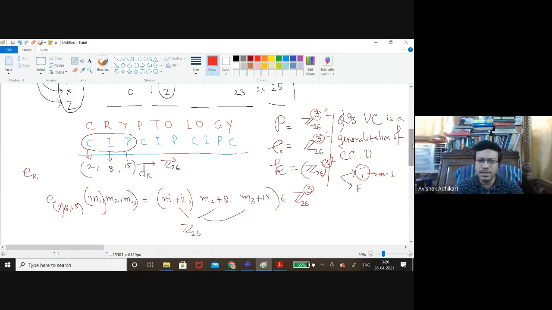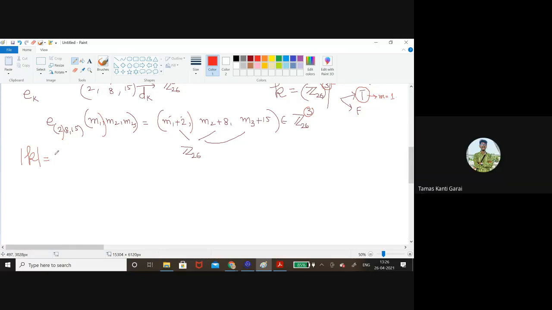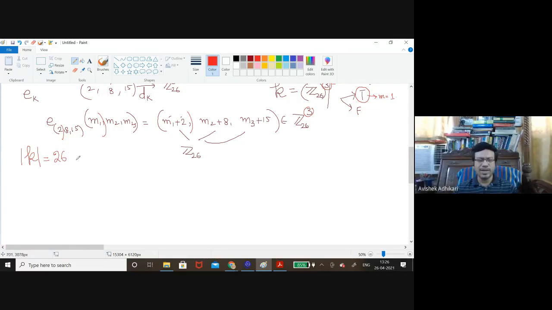But what is the key space size here? What is the size of the key space? Can anybody tell me? Quickly. 26 cube. Yes. So in this particular example, this is 26 cube. You are perfectly right. But in general, in terms of m, this is 26 to the power m. So this is quite big compared to the Caesarian cipher.